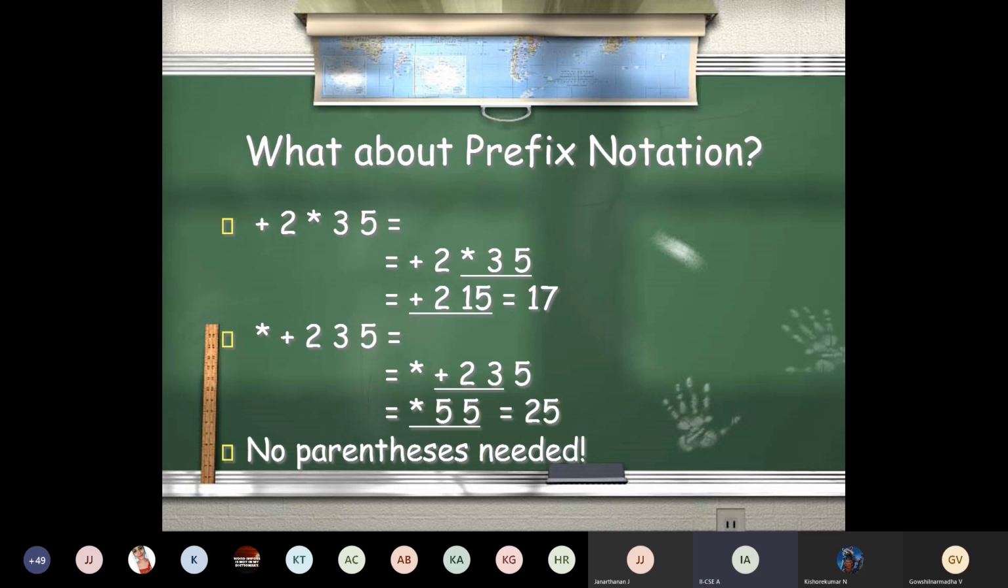If I want to evaluate 3 into 5 first, you have to place a star like this, star 3 5. Immediately after a star, you must have 3 and 5 without any other operators in between. Or if I want to evaluate 2 plus 3 first, I have to place plus, and immediately I must have 2 and 3. Then only this 2 plus 3 will be evaluated. Whichever you want to evaluate first, for that operator you must have the operands immediately on the right hand side of it. You must have 2 values, then only that will be evaluated first.